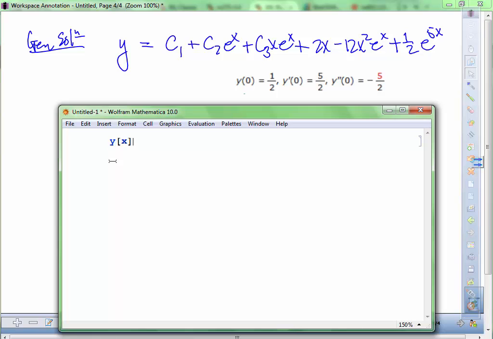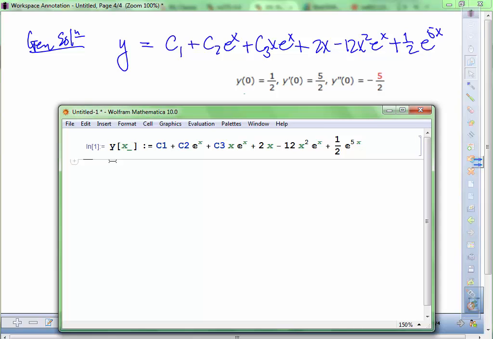So y of x, I don't know, C1 plus C2 times e to the x plus C3 x e to the x plus 2x minus 12x squared e to the x plus 1/2 e to the 5x. So that's my function.